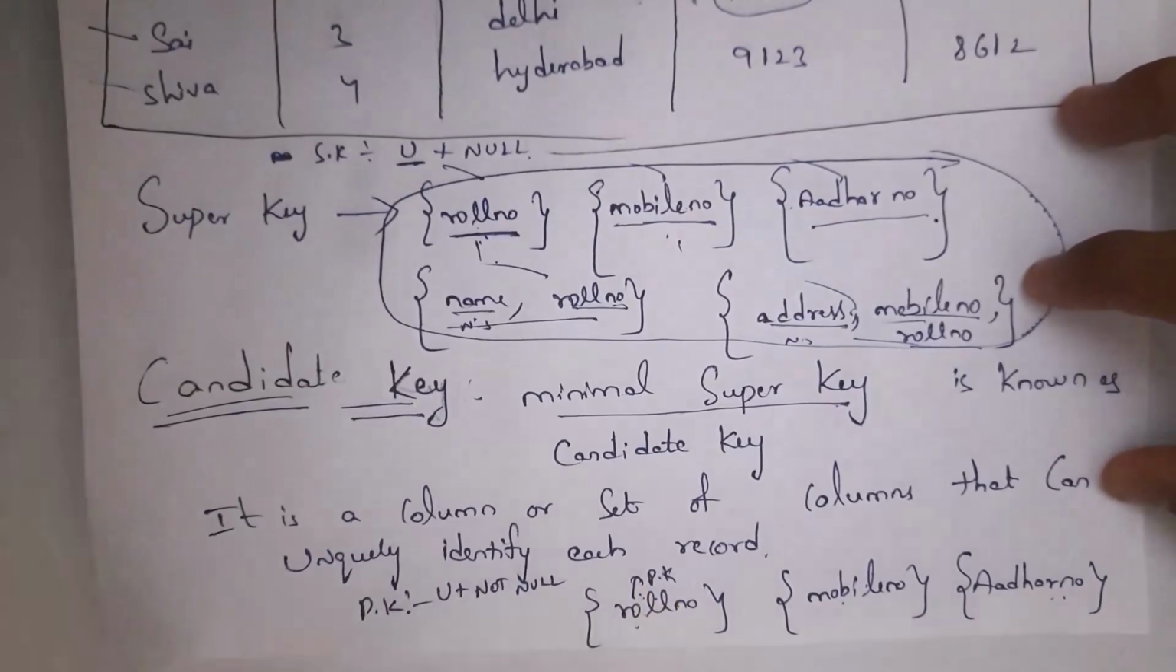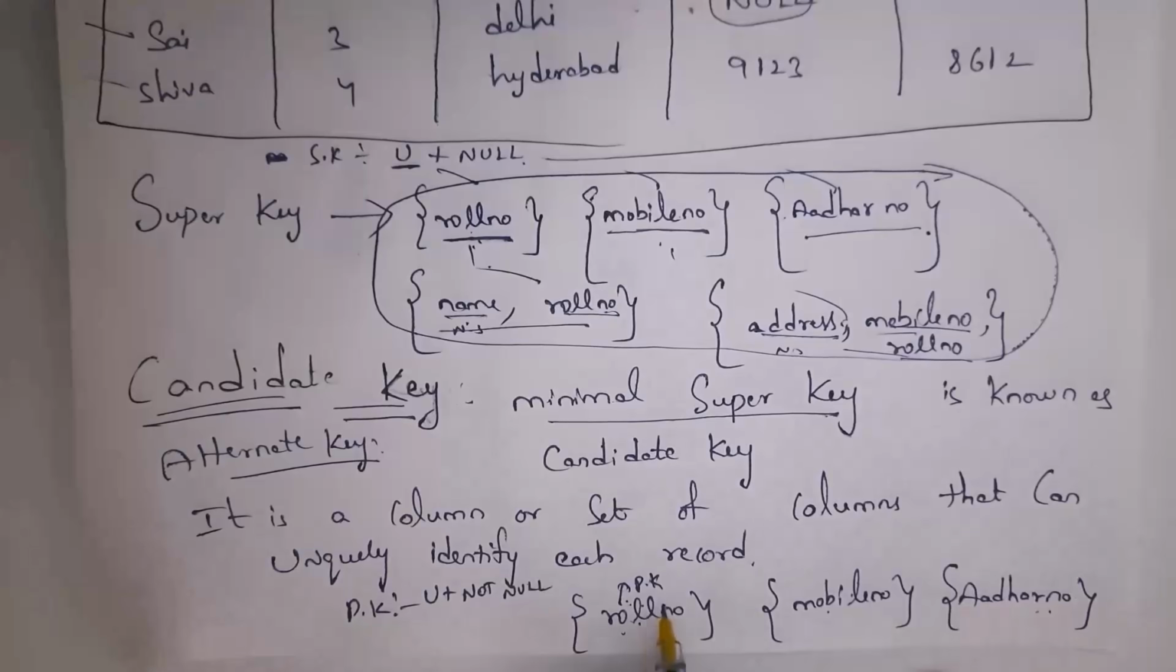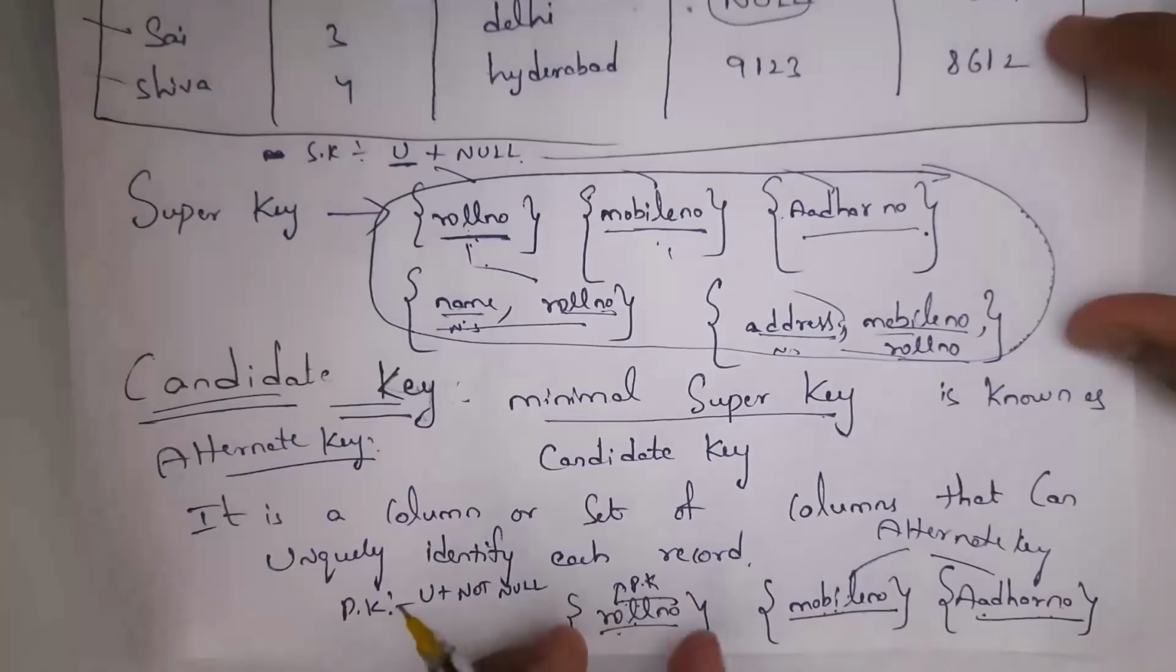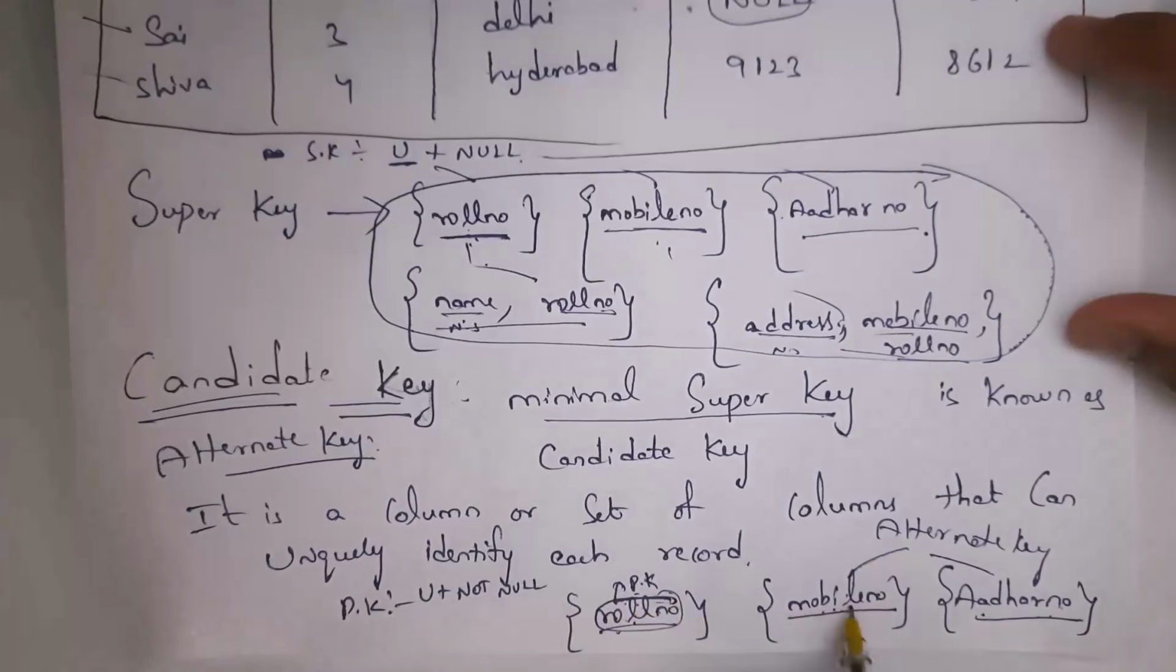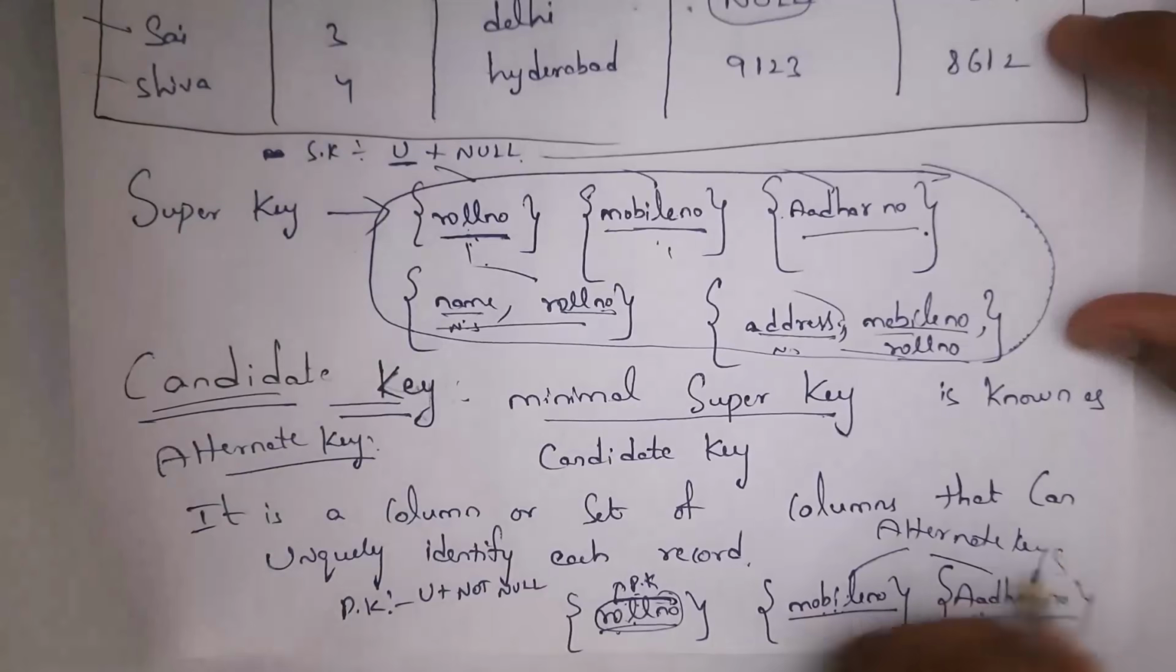Next I will explain what is alternate key. Guys, in total there are 3 candidate keys. Out of them I chose this roll number column as primary key. From the candidate keys, if you consider any candidate key as a primary key, then the remaining candidate keys are considered as alternate keys. So mobile number and Aadhaar number both are considered as alternate keys.